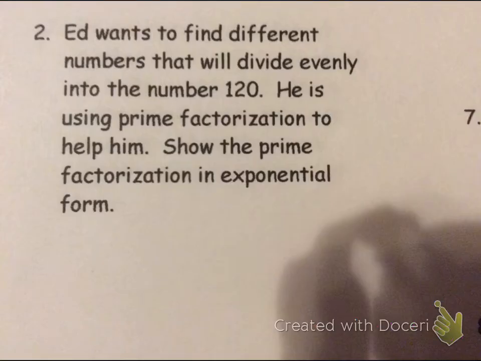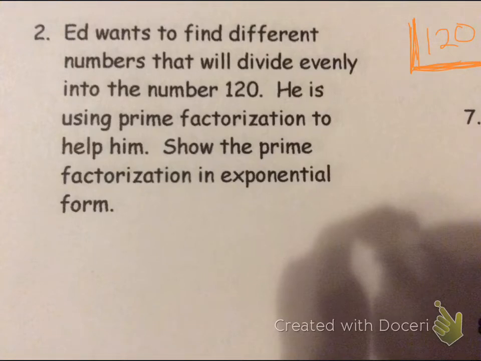The second question in your packet. Ed wants to find different numbers that will divide evenly into the number 120. He is using prime factorization to help him. Show the prime factorization in exponential form. Alright, so there's a couple different ways to do this, and you all know I prefer the upside down division. 120 is what we're going for, and if you want to use a factor tree, you can do that. Just remember that you have to get all the way down to a prime factor on every branch of the tree.